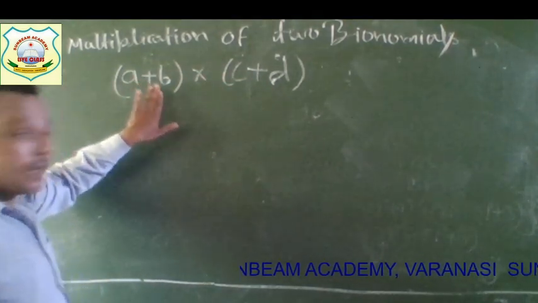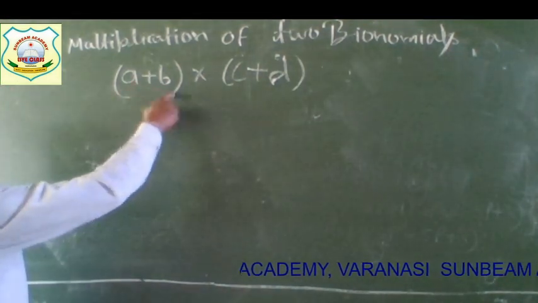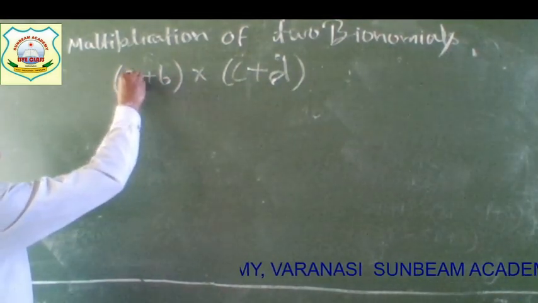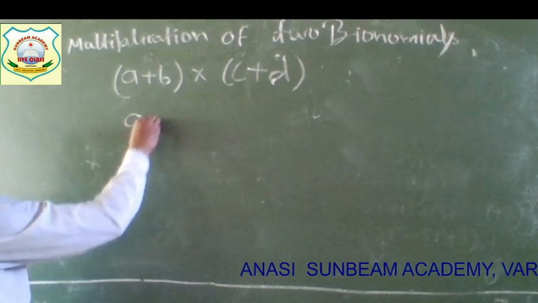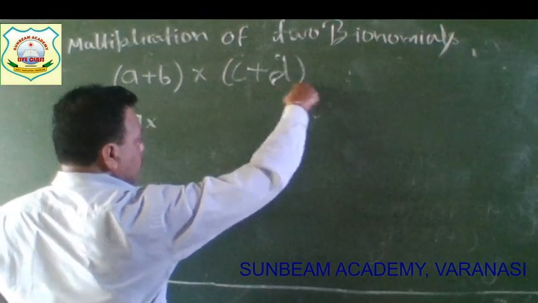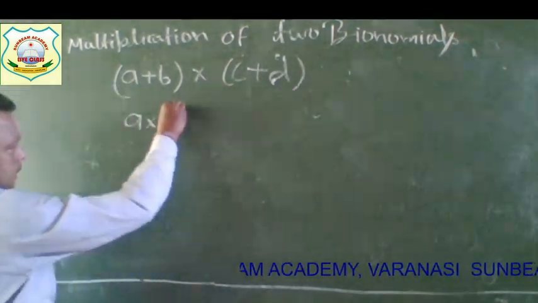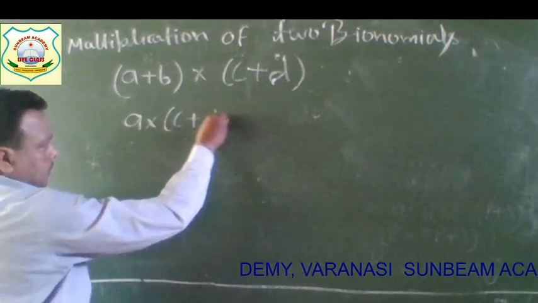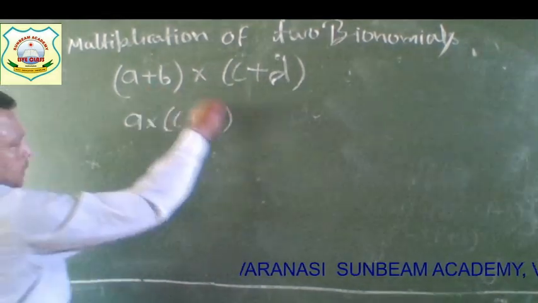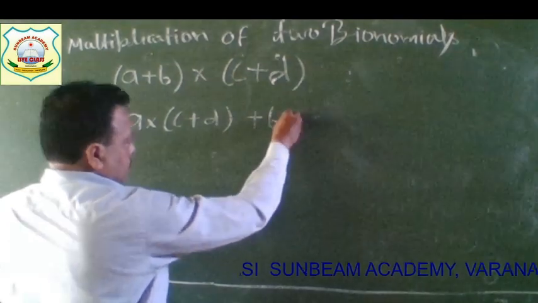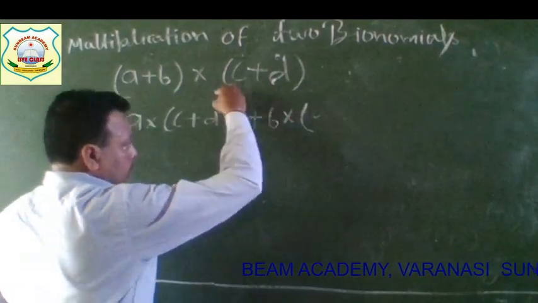So we just hold here a plus b. Now start from a: when we multiply this value, the whole value we will take c plus d. Clear? Now plus b multiply, again this value we will take.